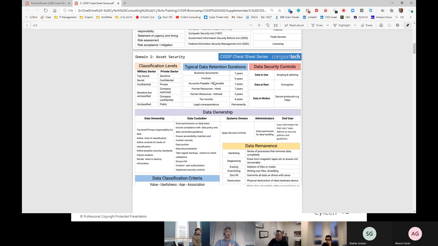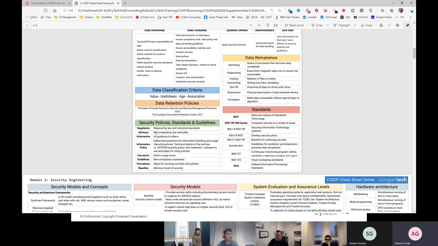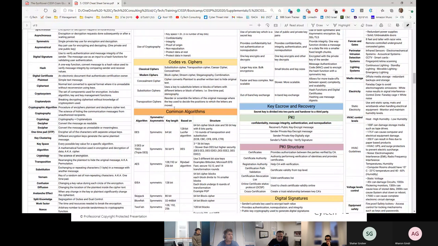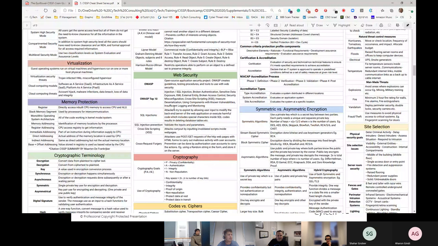So basically, as you look at this, data remanence, data retention policies, everything we talked about today, and then security, where's that encryption side? Cryptography, there it is. Cryptography, the pane, okay? All this is here. Everything we covered is here, okay? So this is how people study and succeed in the CISSP.